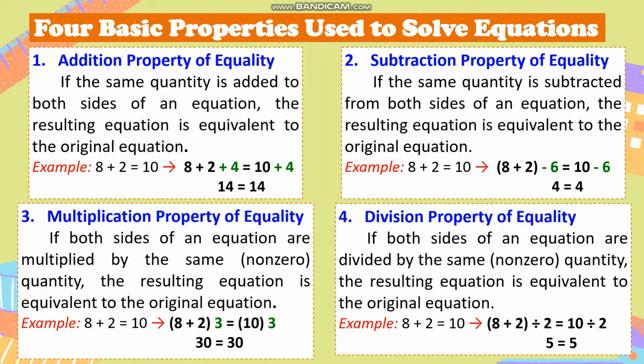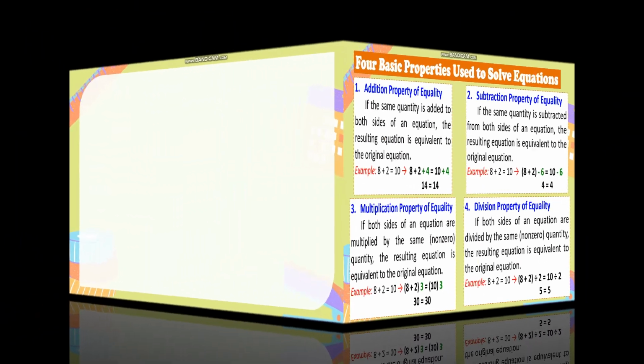Number 4. Division property of equality. If both sides of an equation are divided by the same non-zero quantity, the resulting equation is equivalent to the original equation. Example: 8 plus 2 equals 10. Then kapag mag-divide tayo by 2 in both sides, magiging 8 plus 2 divided by 2 equals 10 divided by 2. So, 5 equals 5.